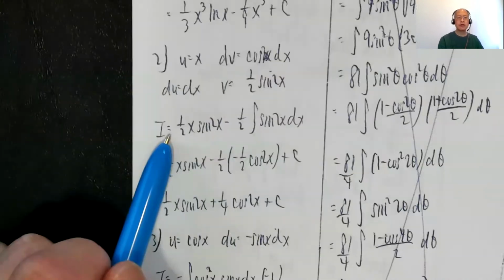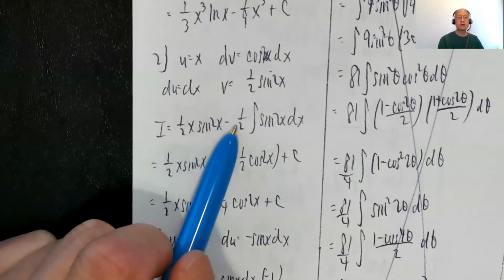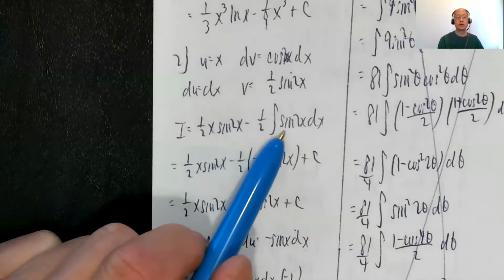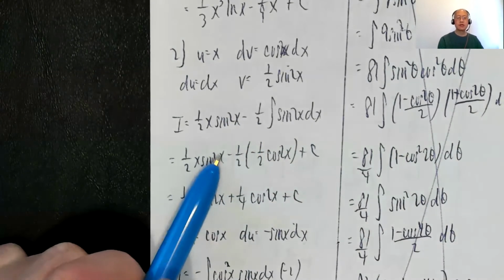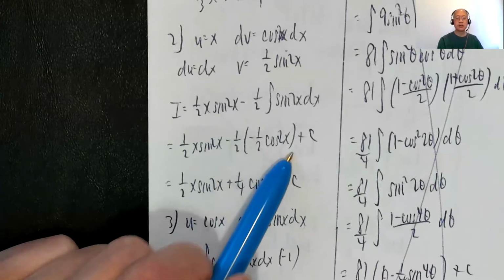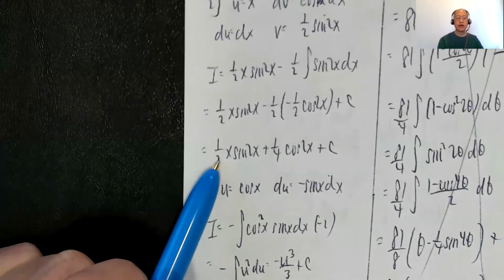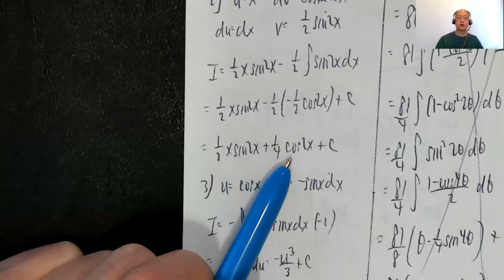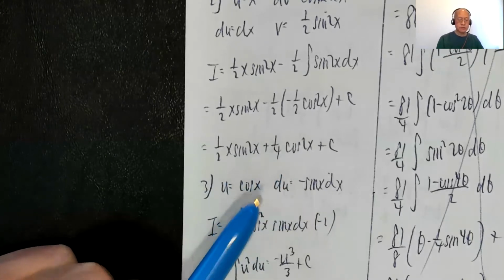So I is u times v, 1/2 x sine 2x, minus the integral of v du, 1/2 integral of sine 2x dx. Leave this alone, 1/2 integral of sine 2x is negative 1/2 cosine 2x plus c. So final answer, 1/2 x sine 2x plus 1/4 cos 2x plus c.